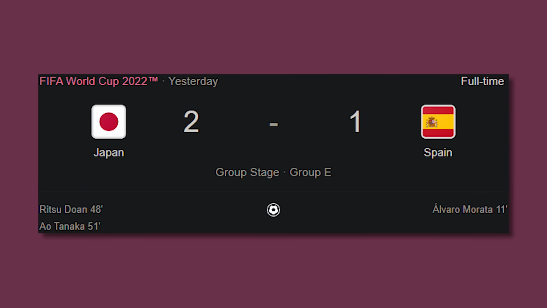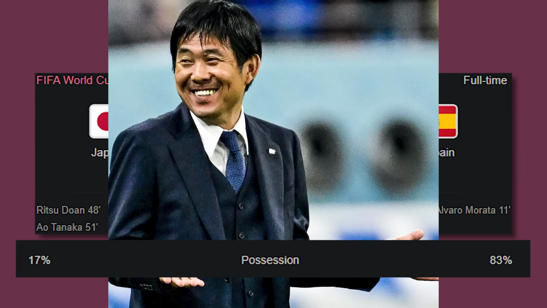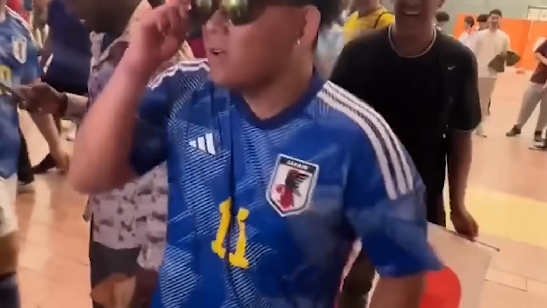Japan hold on to their 2-1 lead, and by hold on, I actually mean watch the passing merchants fail horribly to create any chances. Where's Morata? Where's Morata?